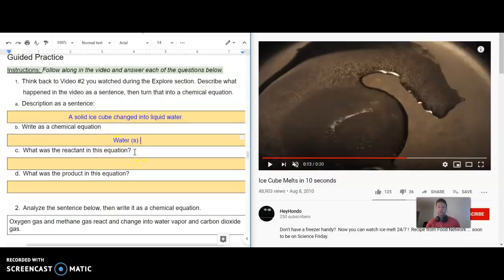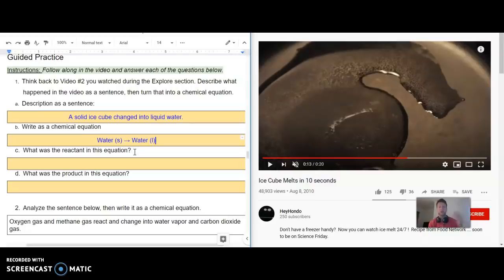Then we're going to draw an arrow. You can do this by putting 2 dashes and then a greater than sign. If you hit space, it turns it into an arrow for you automatically. So we had solid water, our ice cube, and then we ended up with liquid water. So water, but I'm going to put parentheses, an L, and a closed parentheses to show that that is liquid water.